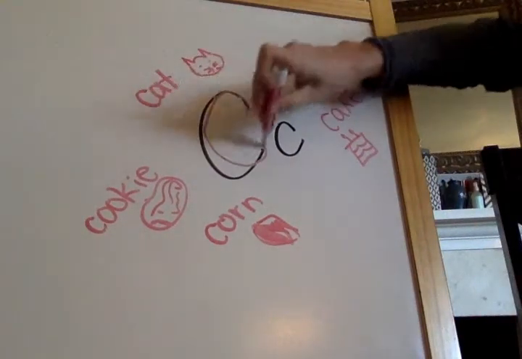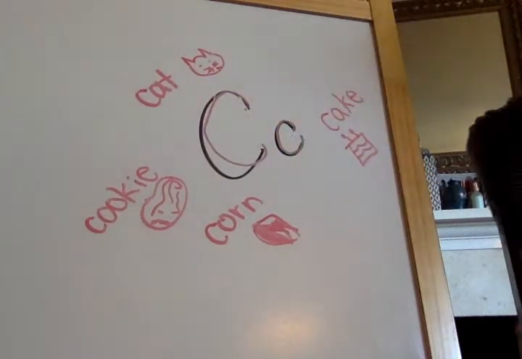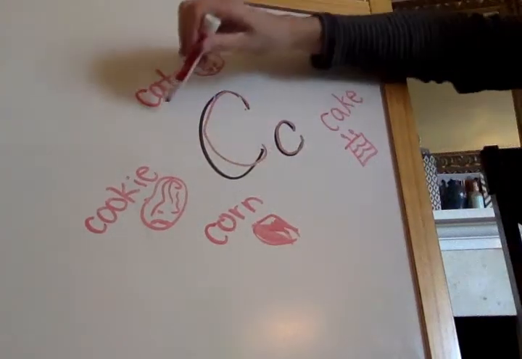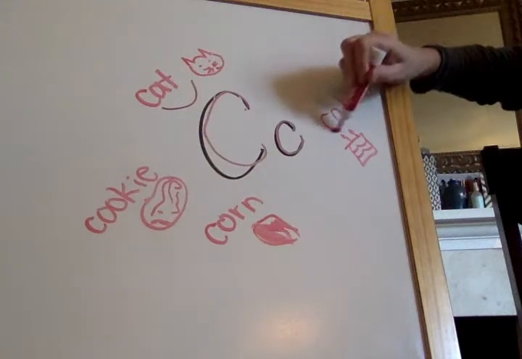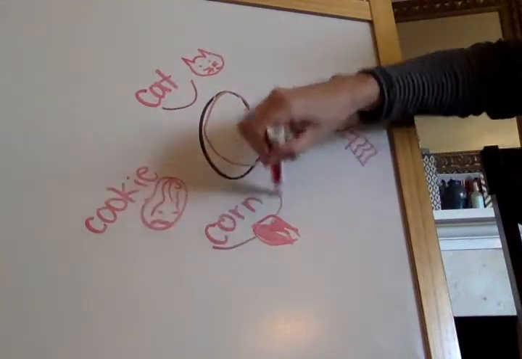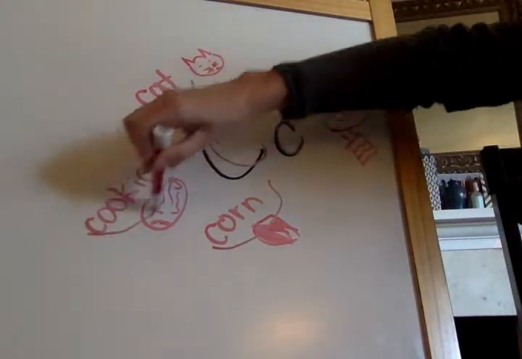Big C, little C. C. C is for cat. C is for cake. C is for corn. And C is for cookie.